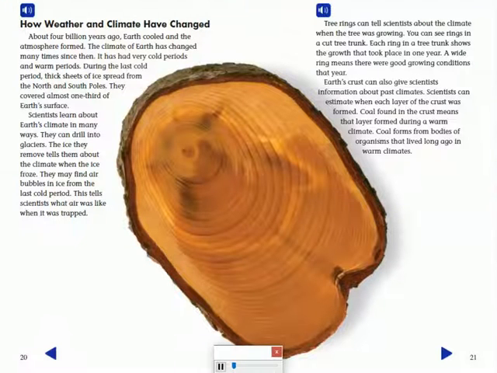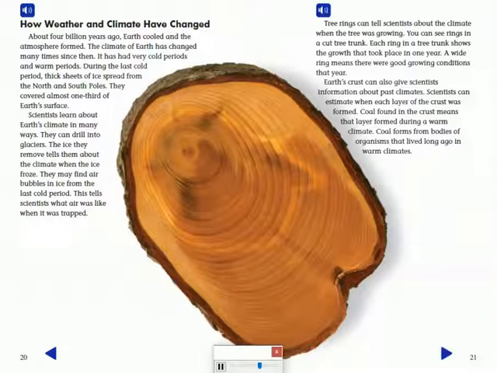How weather and climate have changed. About 4 billion years ago, Earth cooled and the atmosphere formed. The climate of Earth has changed many times since then. It has had very cold periods and warm periods. During the last cold period, thick sheets of ice spread from the North and South poles. They covered almost 1/3 of Earth's surface.